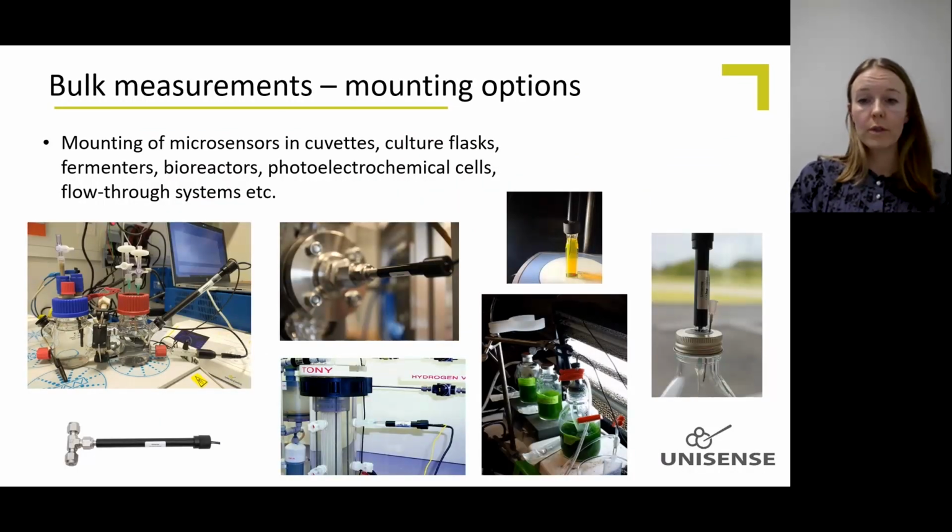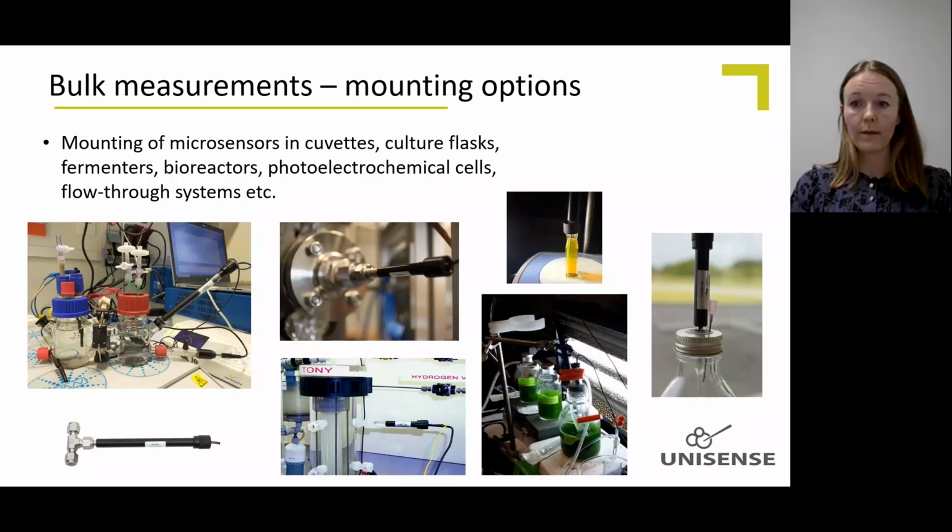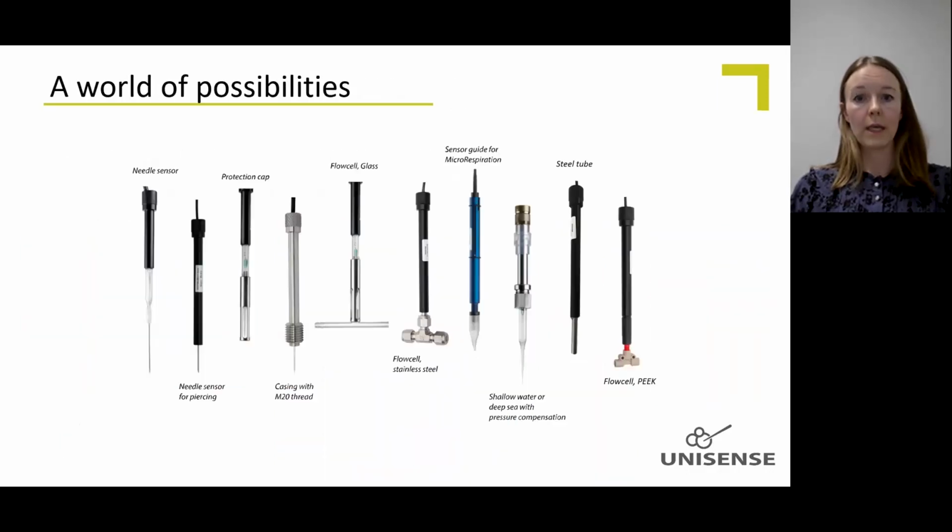If you plan to use the microsensors in setups where the sensor should be mounted directly in your system, we have different mounting options available. This could be relevant if you plan to measure in small cuvettes, in culture flasks, in fermenters, in bioreactors, in photoelectrochemical cells, and in flow systems. Then we have different options, and you can see some of the configurations here.